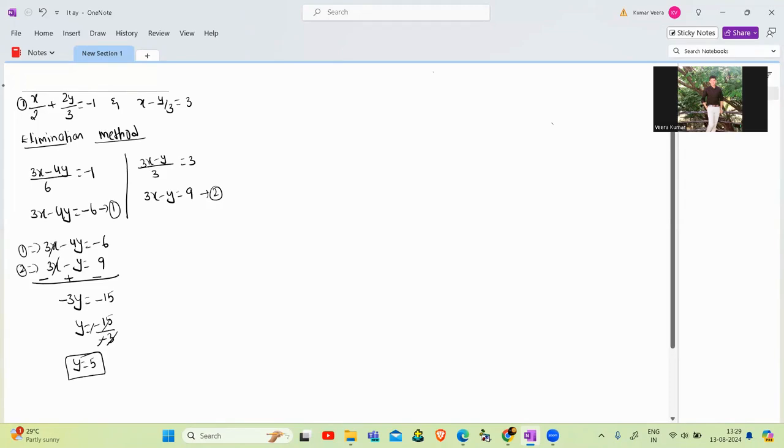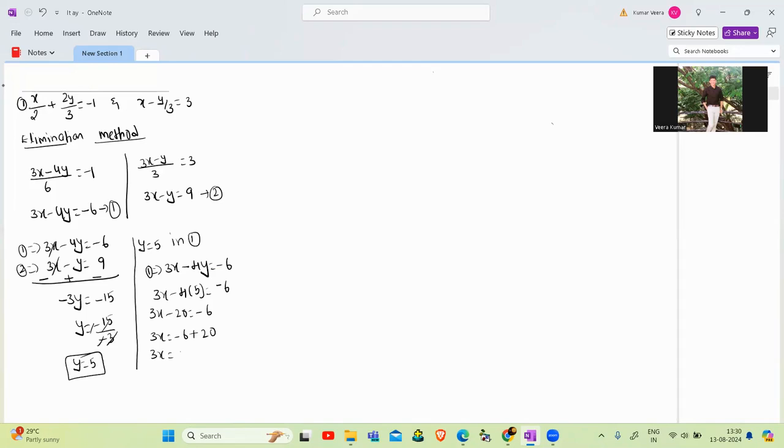Now you can substitute y is equal to 5 in the first equation. It's your wish, first or second equation. 3x minus 4y is equal to minus 6, with y is equal to 5. So 3x minus 4 fives are 20 is equal to minus 6. 3x is equal to minus 6 plus 20. 20 minus 6 is 14. So x is equal to 14 by 3.